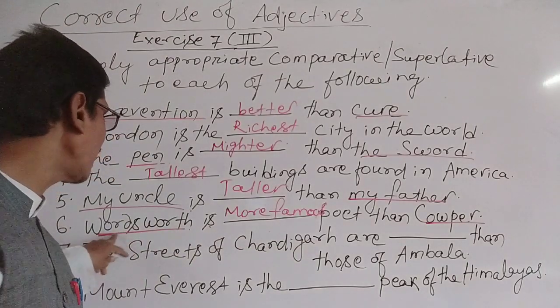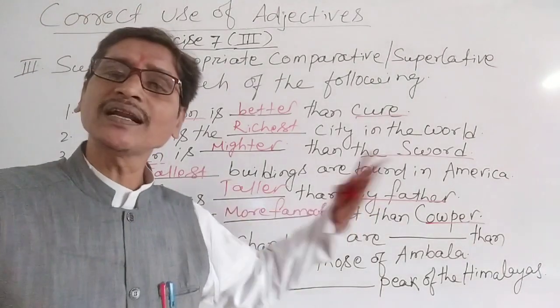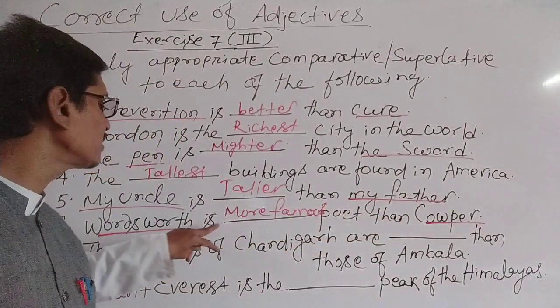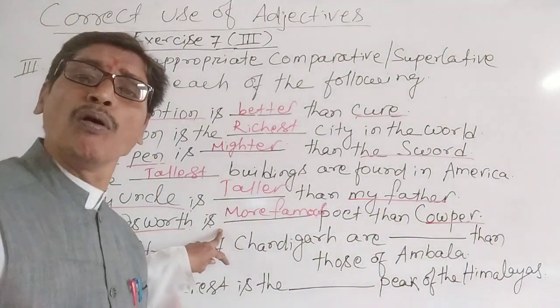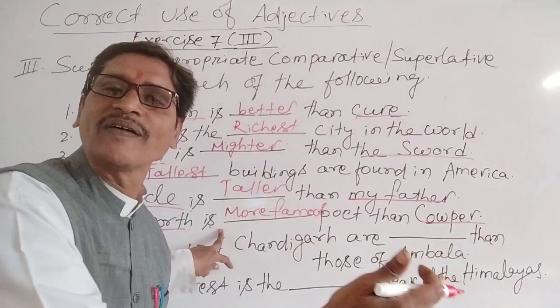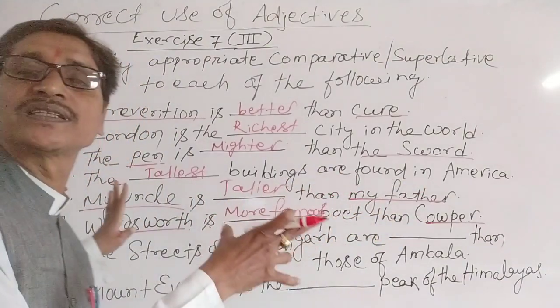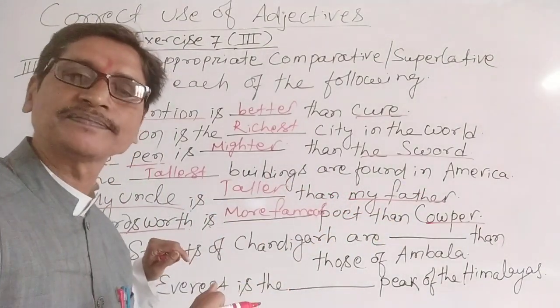Okay, we can also write Wordsworth is more prominent poet than Cowper. We can write Wordsworth is more known poet than Cowper. We can use any adjective to compare between Wordsworth and Cowper.